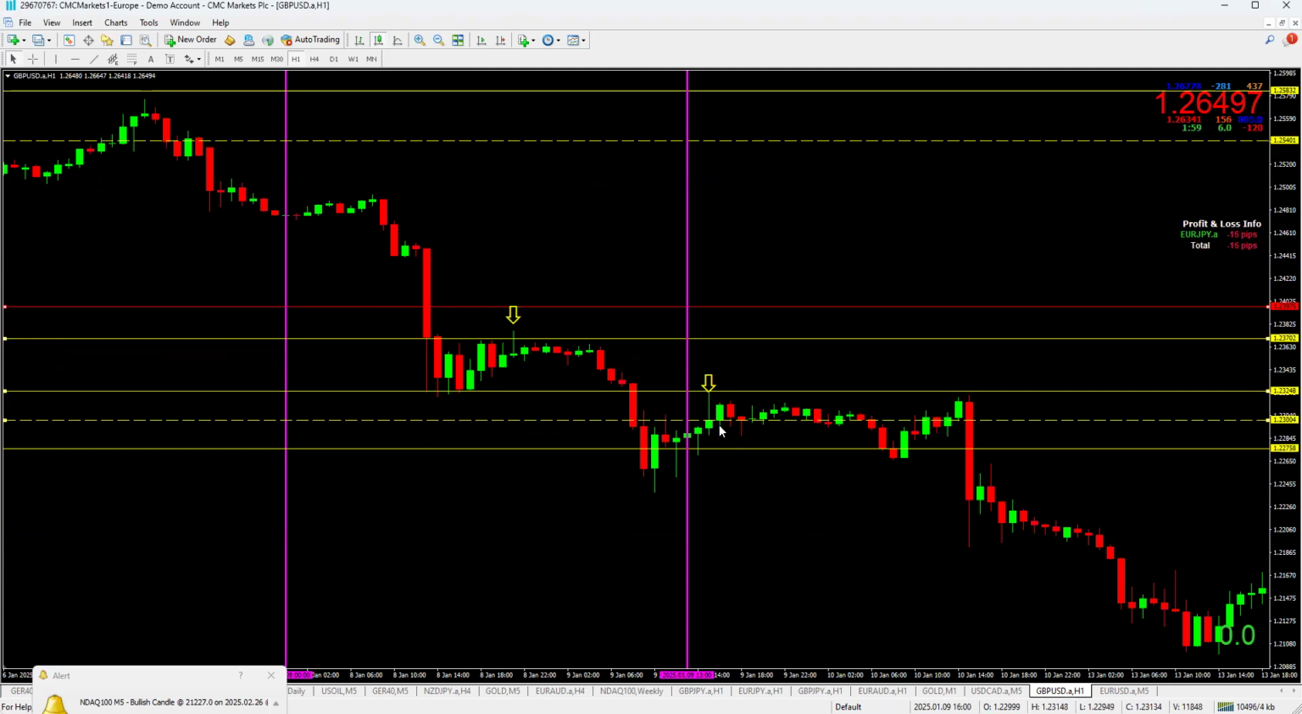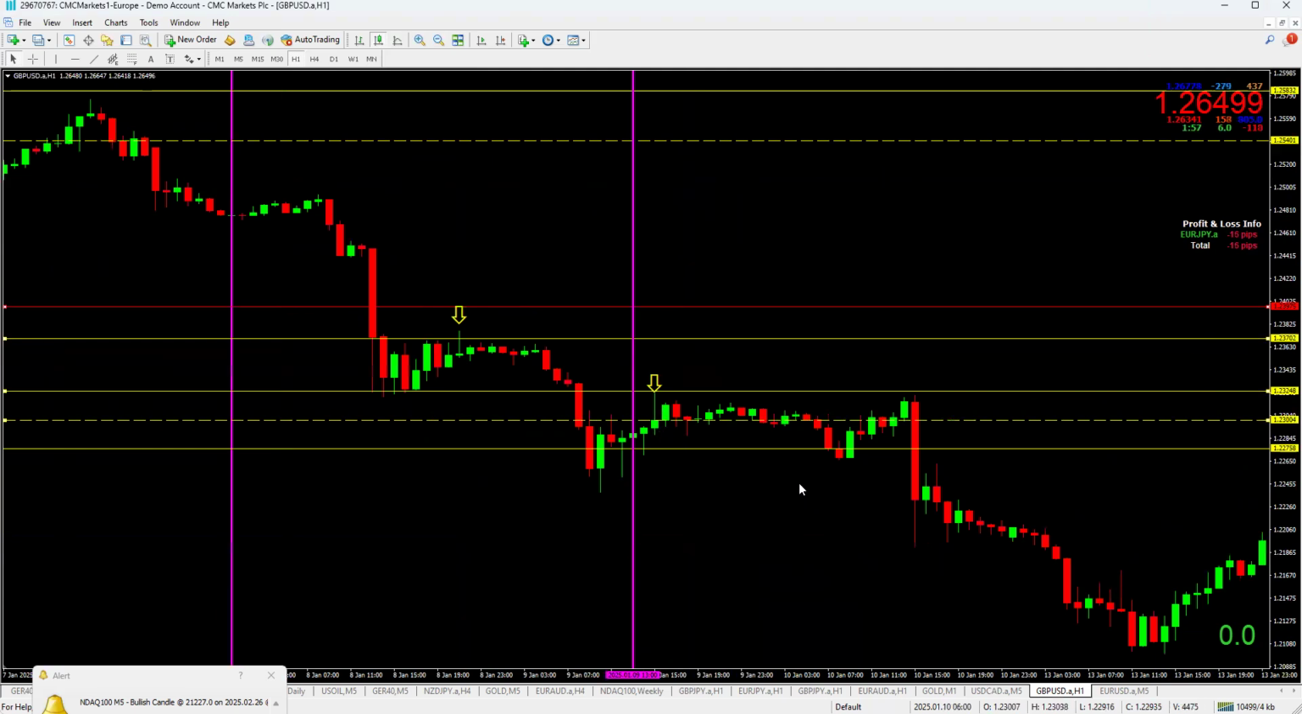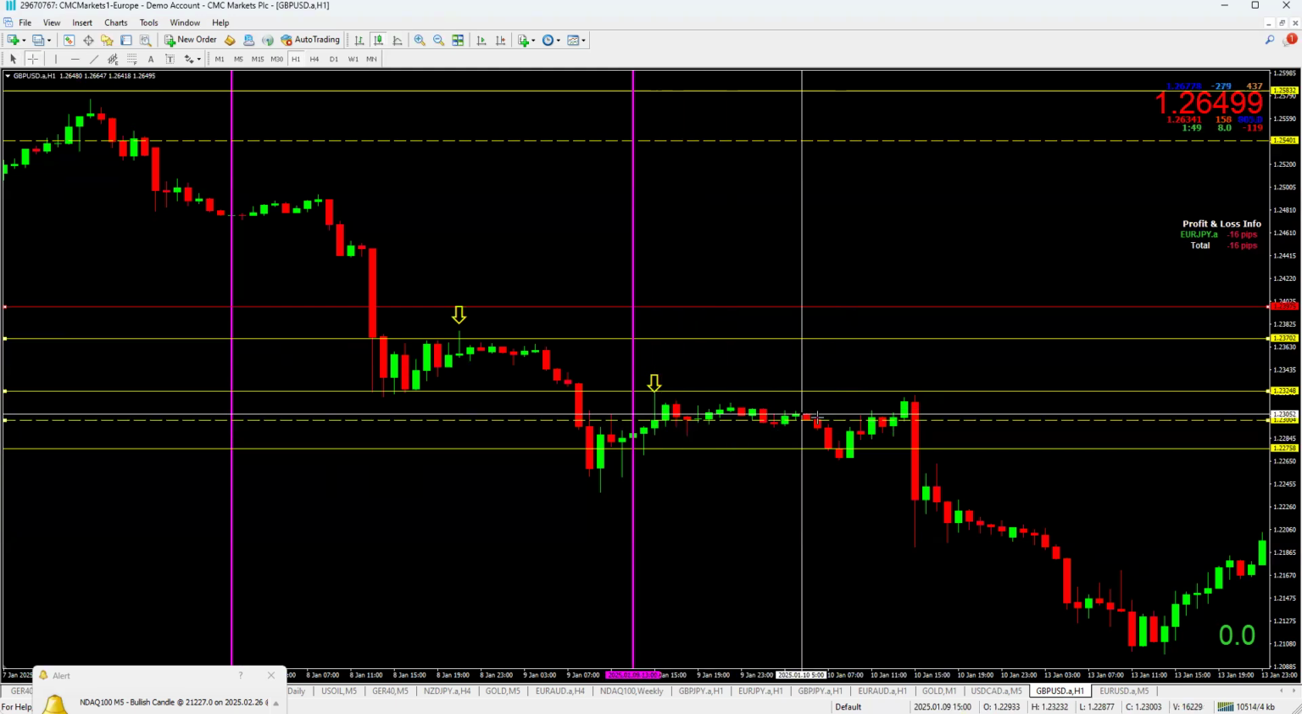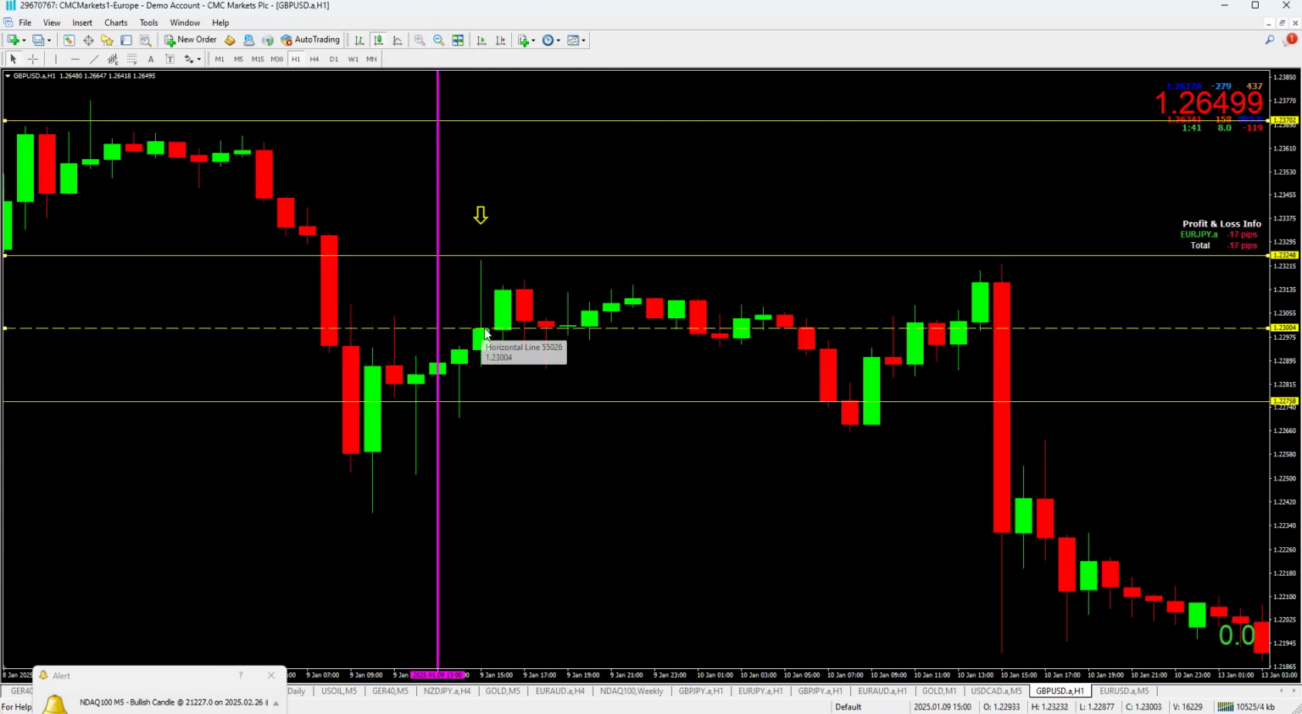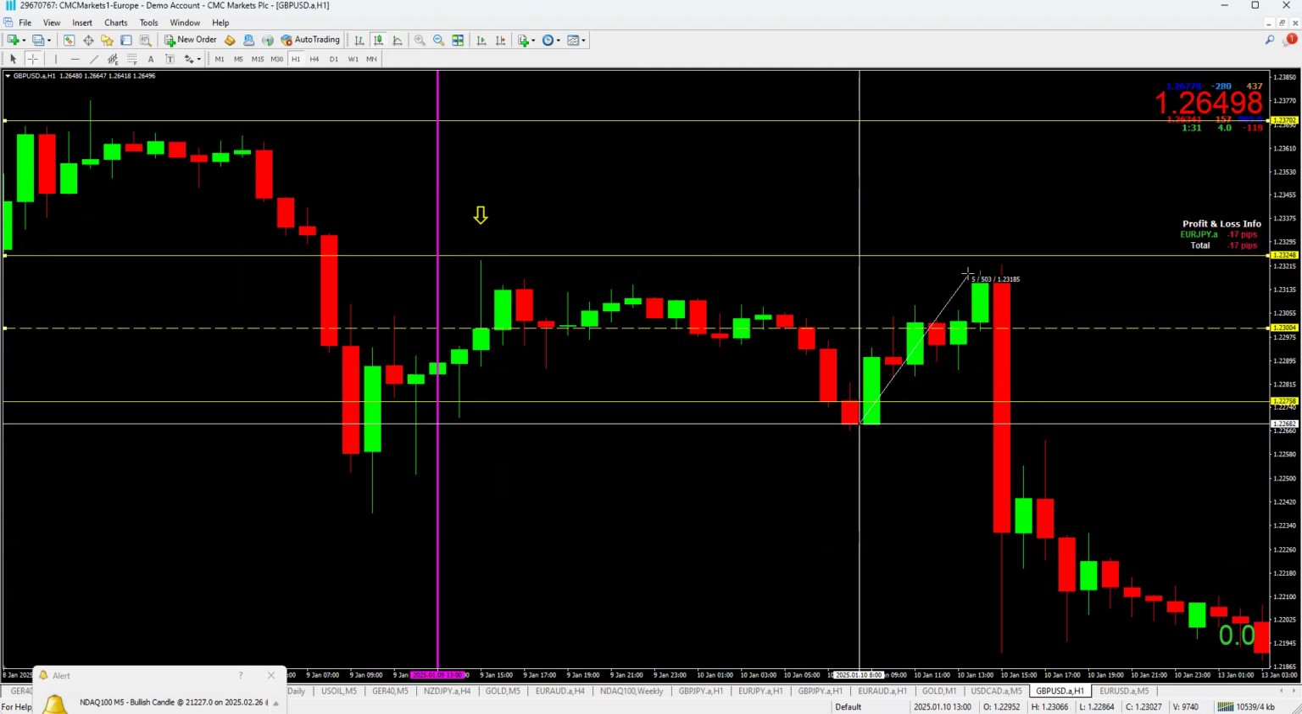So we entered here and it went up. Check what happened. It came and hit TP1. Can you see? We entered here. It was consolidating. It finally pushed and hit TP1, went down, and then went back up. How many pips? About 50 pips.